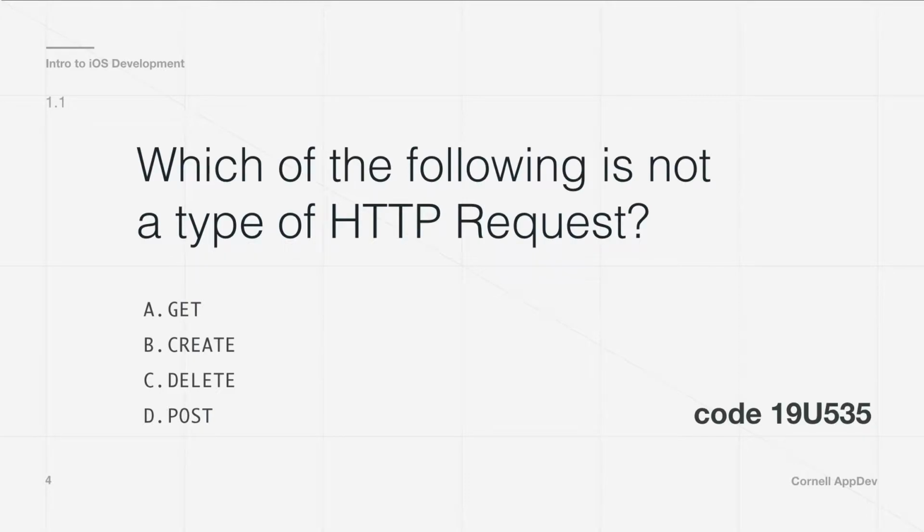Okay, so let's do some review. Open up Polo. The code is 19U535. The question is, which of the following is not a type of HTTP request? Your options are get, create, delete, and post. And I'm going to get the question out.